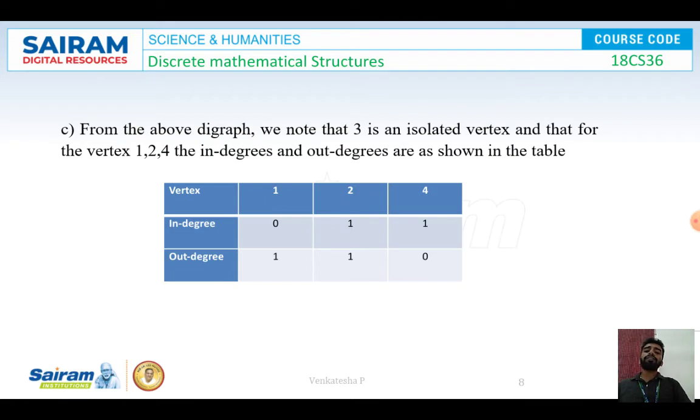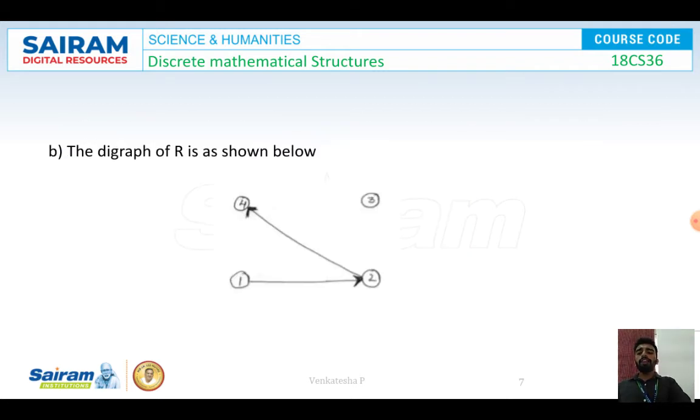Now I'm going to find the in-degrees and out-degrees for the obtained vertices. From the above digraph we can note that 3 is an isolated vertex, and the other vertices are 1, 2, 4. For these, I'm going to find the in-degrees and out-degrees, shown in the following table. The vertices are 1, 2, 4. First I'm going to find the in-degree. At vertex 1 there are no incoming lines, so I'll put in-degree 0 here.